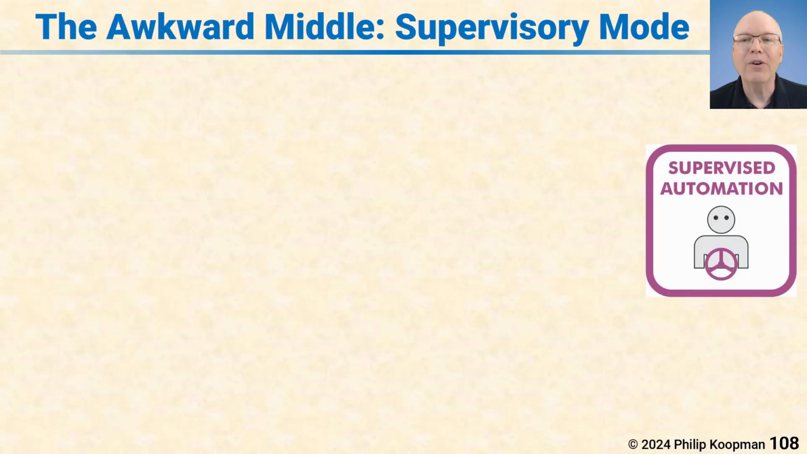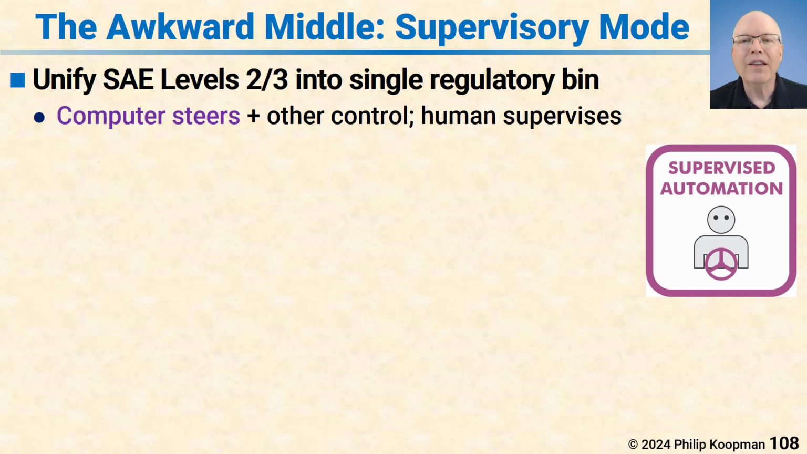The fourth mode, this is the tricky one. It's the awkward middle. It's supervisory mode. So that's, as the icon says, there's a driver there. They're supposed to be paying some level of attention, but they're not actually steering the car. They're just supervising what's going on. This is a unification of SAE levels 2 and 3 into a single regulatory bin.